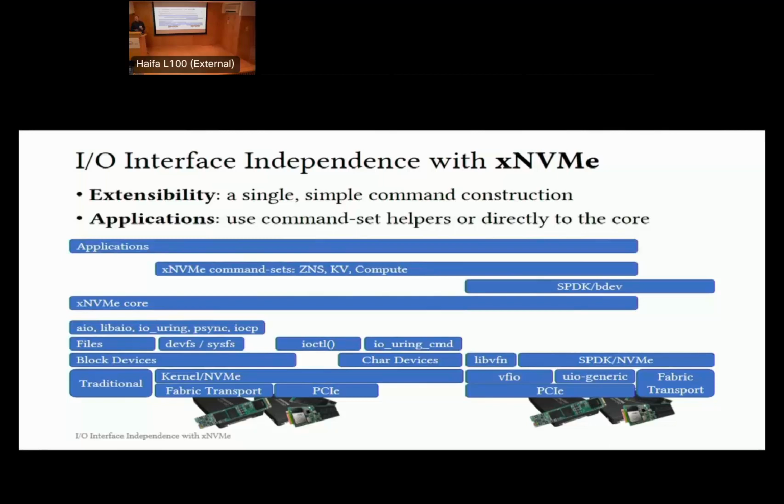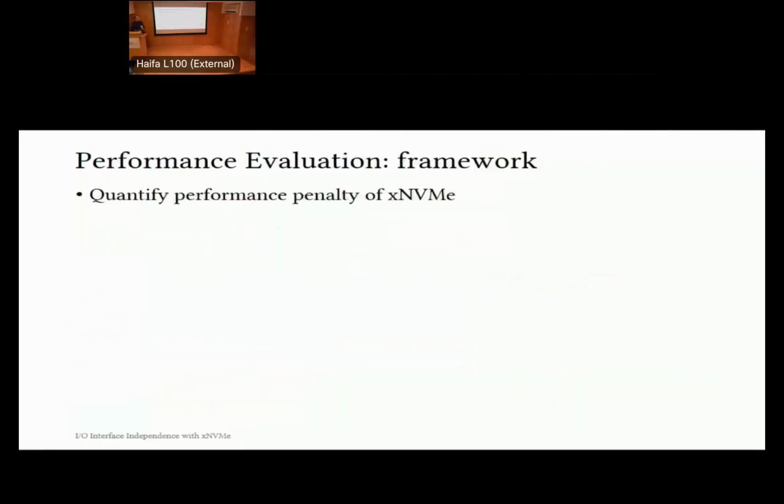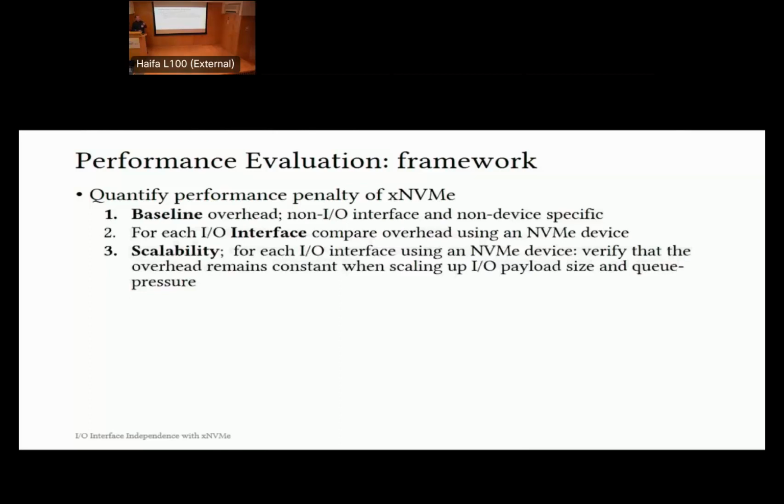So let's have a look at a performance evaluation. And what we really want to do here is quantify the performance penalty. So how much are we actually paying to get this I/O interface independence in terms of latency? And we want to do three things, which is establish a baseline overhead, compare it to how it performs for the different I/O interfaces, and do a quick sanity check of scalability and see how it's doing there.